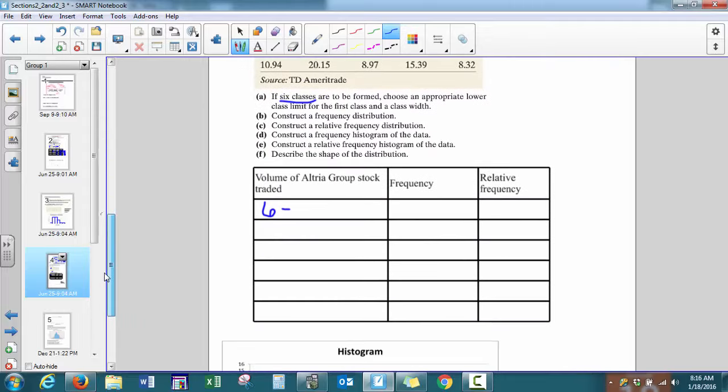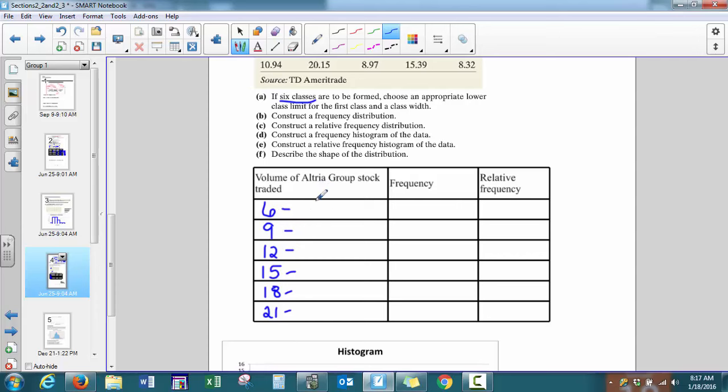So your class width tells you how far apart the lower class limits are. These are 3 apart. So 6 plus 3 will give us 9. 9 plus 3 gives us 12. 12 plus 3 gives us 15. 15 plus 3 gives us 18. 18 plus 3 gives us 21. So those are the lower class limits of each class.